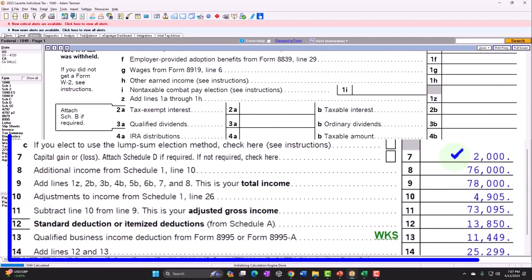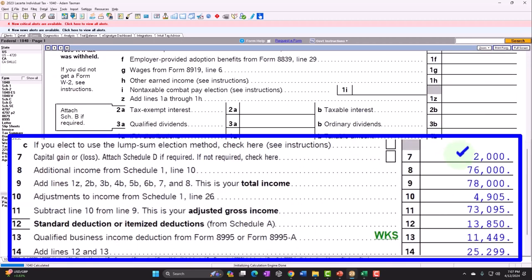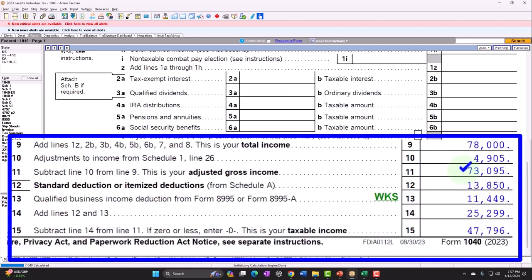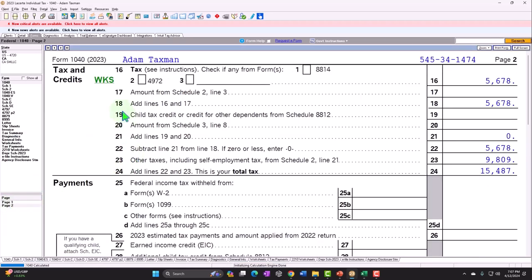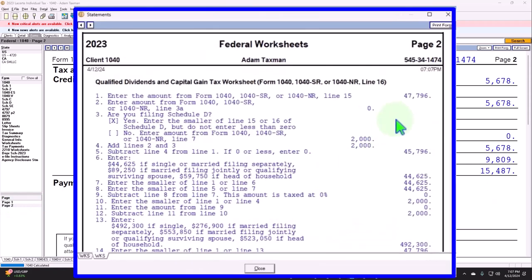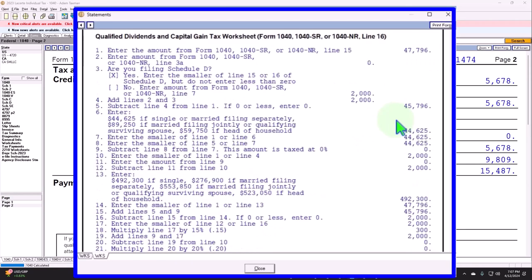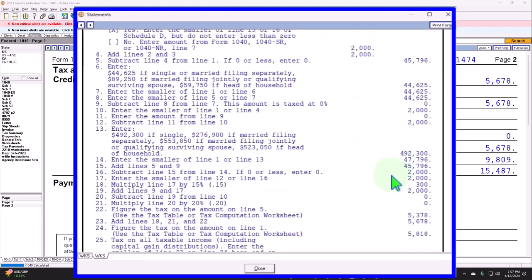You might say, well, what does it matter if I put it at this 2,000 or include it in this 76,000? Why don't I just make this 76,000, 78,000? And the issue is that if I go to page number 2, when we actually calculate the tax, you'll see that we have a more complex tax calculation, not just the progressive rates, but now breaking out that 2,000 so we can tax it at the more favorable capital gains rates.